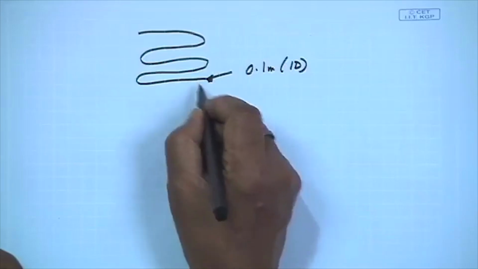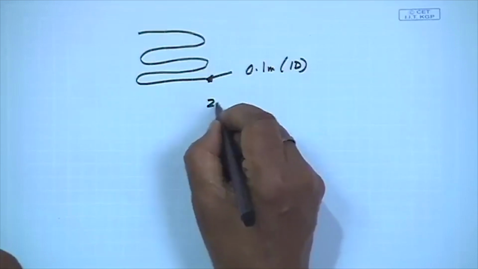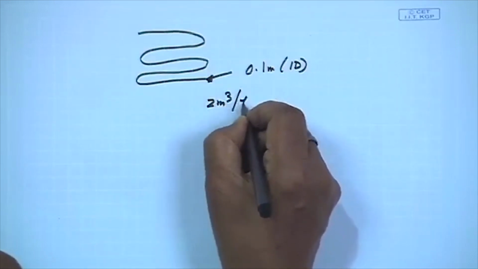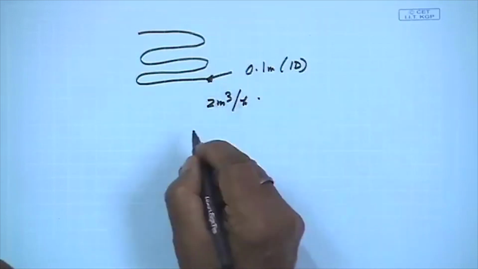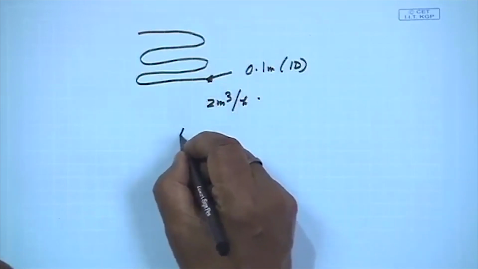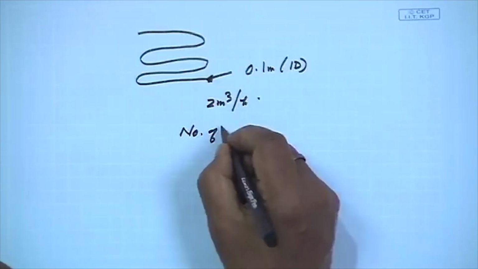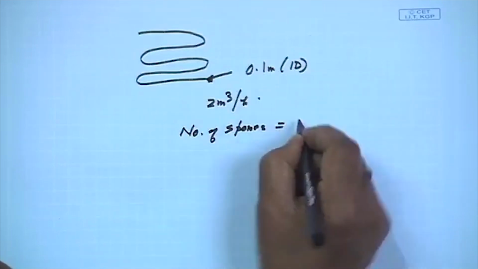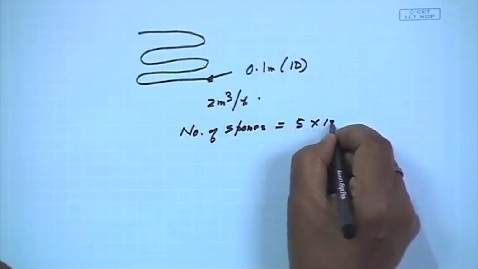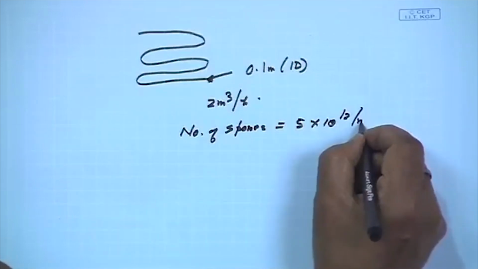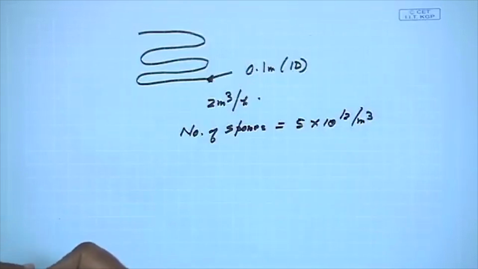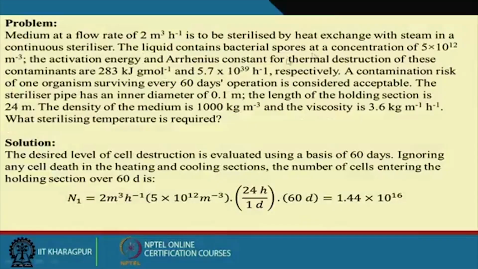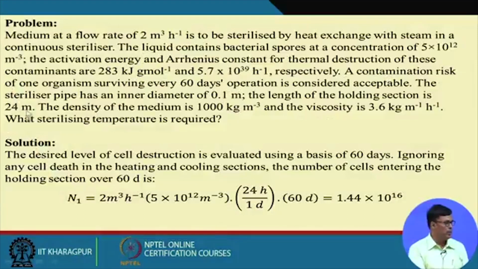Now the flow rate of the media is about 2 meter cubed per hour, that is given, and the media contains bacterial spores, about 5 × 10^12 per cubic meter. Am I right? Now the activation energy is given. The contamination risk, this is very important: a contamination risk of one organism surviving in 60 days of operation is considered acceptable.